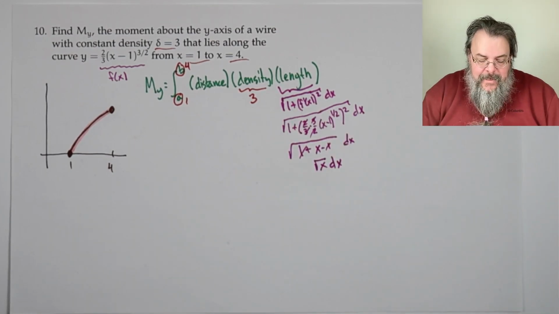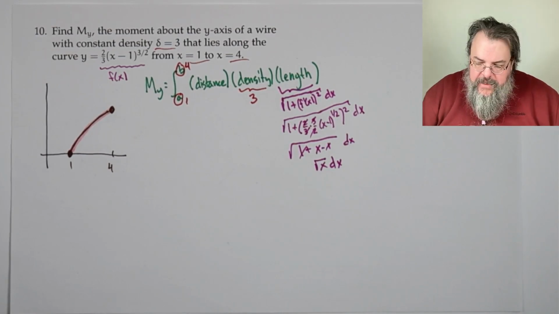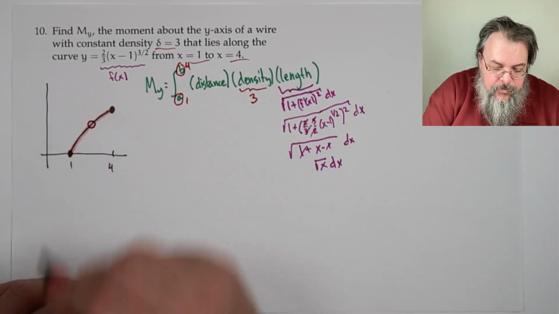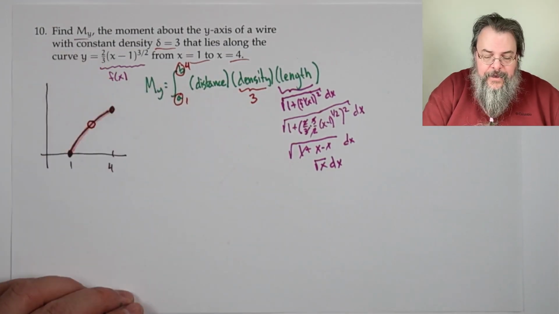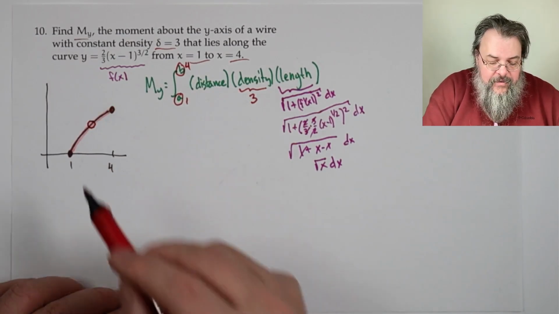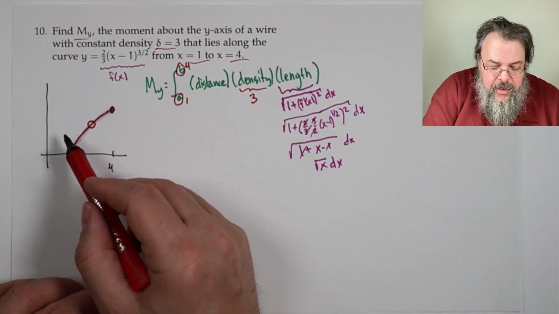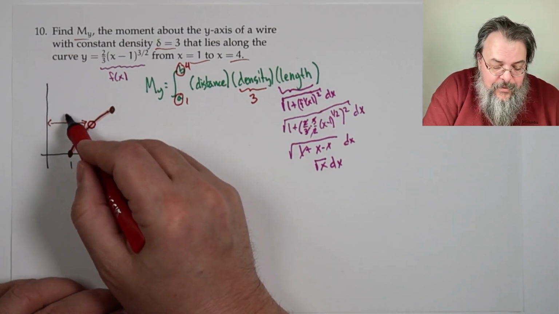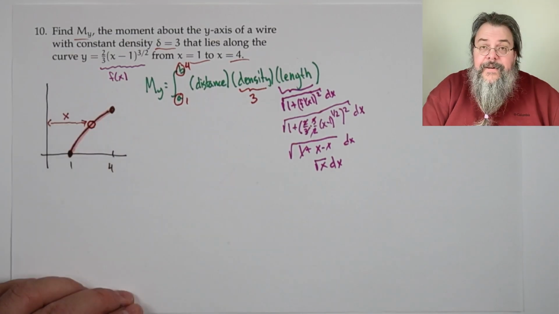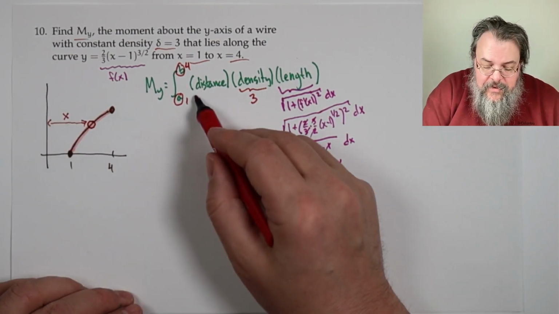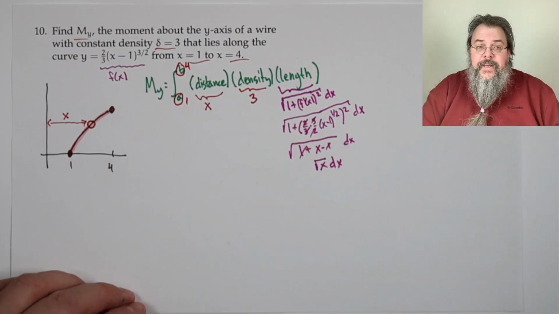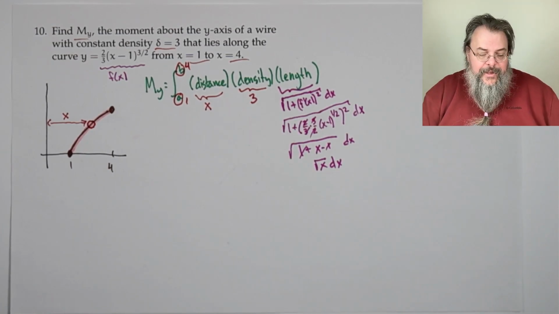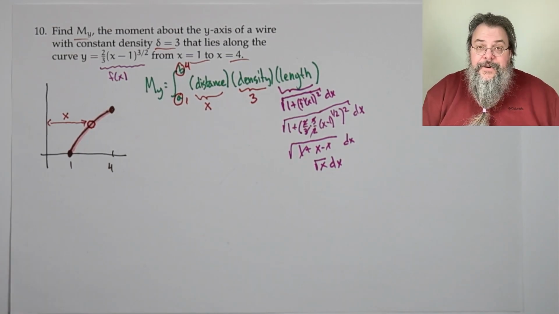What's our distance? All right, so now let's go back and just think about what's going on. We have our wire. We're looking for m sub y, which is the moment about the y-axis. And so we say, okay, what is that distance? The distance to the y-axis, that distance is x. So the distance is x. Now we have all our pieces: distance, density, length. So we put them all together and we have our integral.